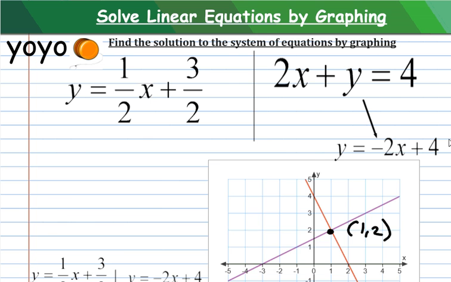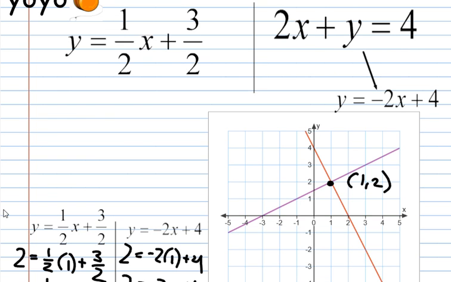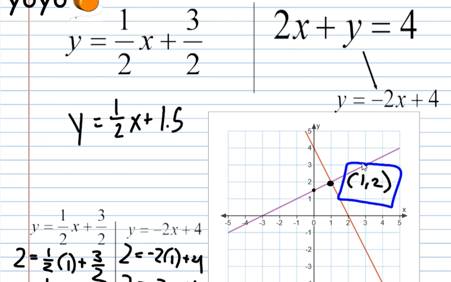Okay, here's what you should have got. Once you solve for y, and recall this one would be y equals 1/2 x plus 3/2, or 3 divided by 2 is 1.5. So this one you'd start at 1.5, and you'd go up 1 and over 2. And then you graph it, and you should find the solution is the point 1, 2 is where they should cross. And that is it for today.